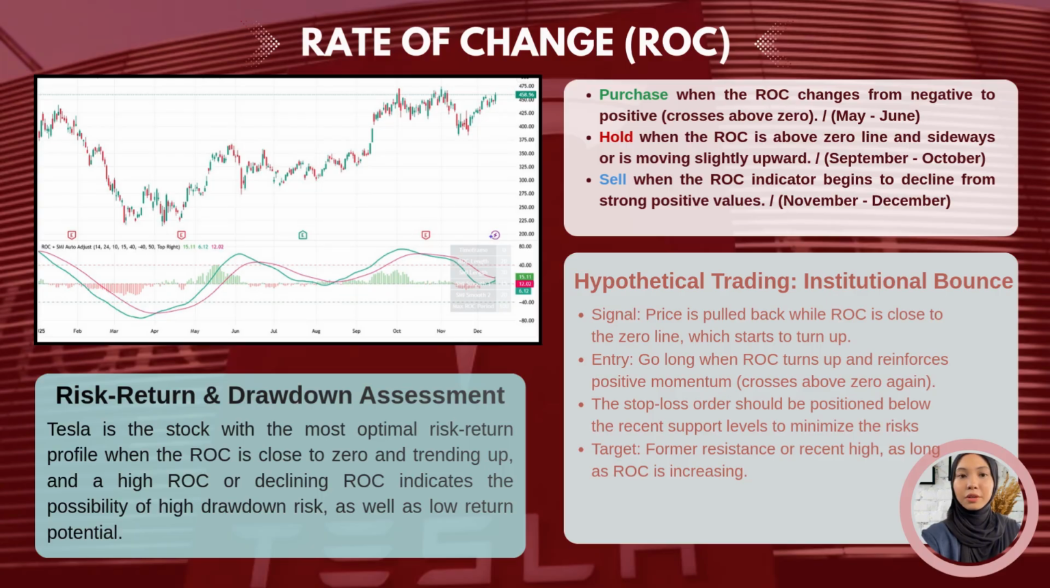Next, a hold signal occurs when the ROC stays above the zero line and moves sideways. This can be seen around September to October, where the prices continue to rise and momentum remains strong.